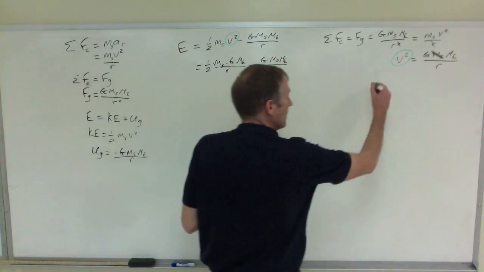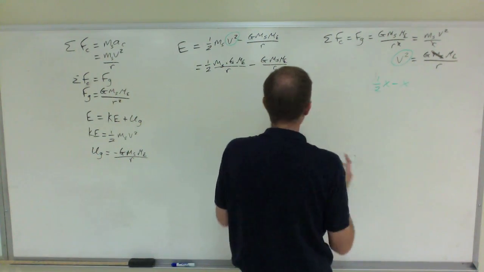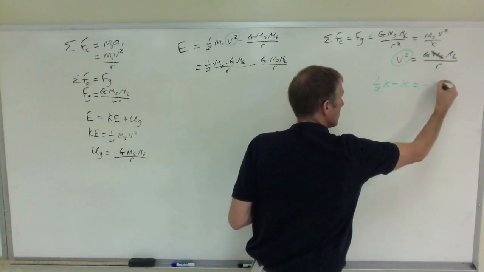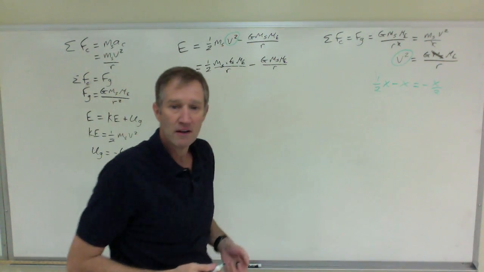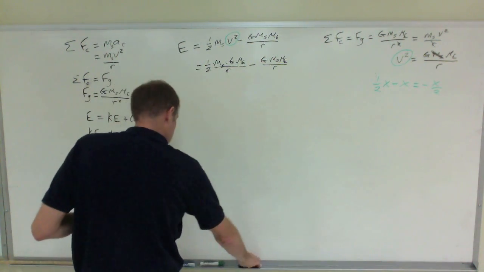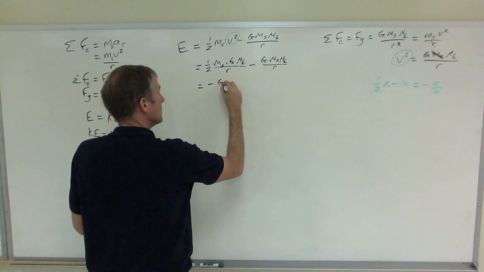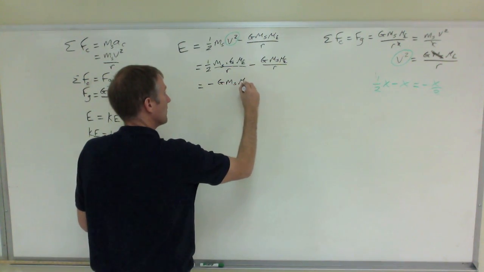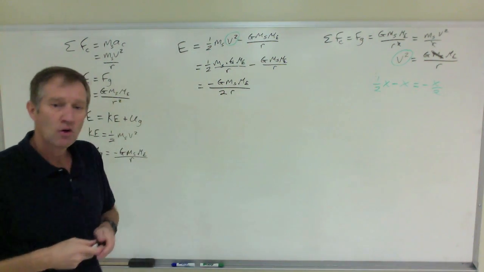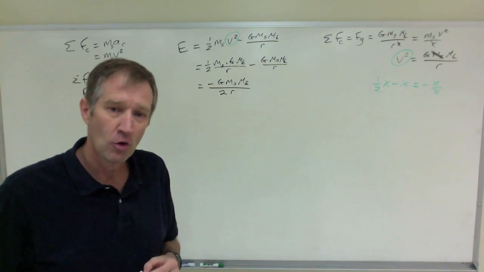And just off to the side, if you have half of something, such as half of an x minus a whole x, like this is all x, what does that equal? It equals negative x over 2. You have negative half of an x, all right? That's what we end up with here. So you end up with minus G, mass of the satellite, mass of the Earth, all over 2R. That is the equation for the total energy of any satellite in circular orbit.